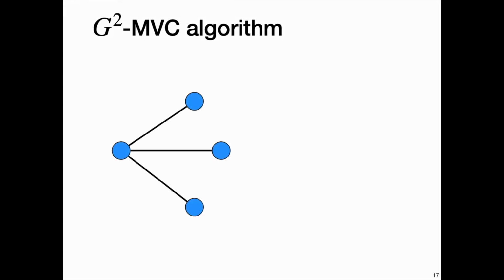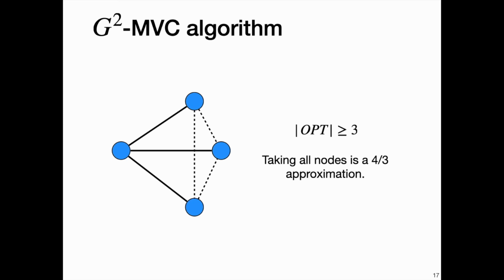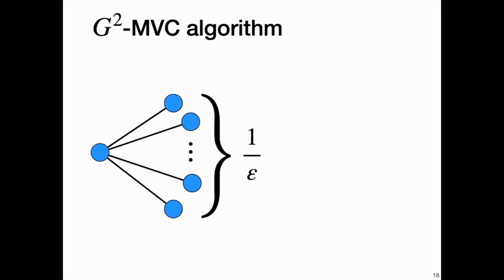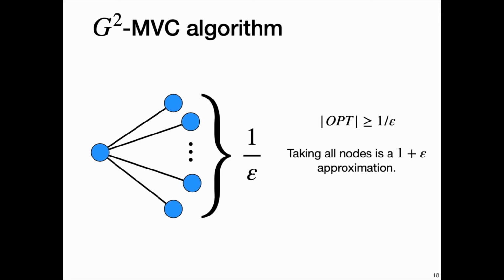Consider a vertex in G with 3 neighbors. The square of this graph is a clique on 4 vertices. So the optimal vertex cover must have size at least 3, and taking all 4 vertices is a 4/3 approximation. We can generalize this argument to vertices with degree at least 1 over epsilon. So taking all vertices in the vertex cover is a 1 plus epsilon approximation.